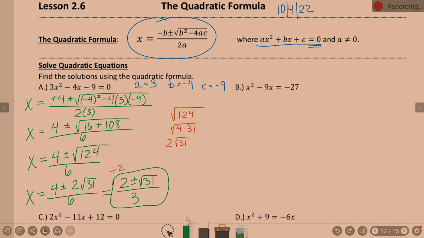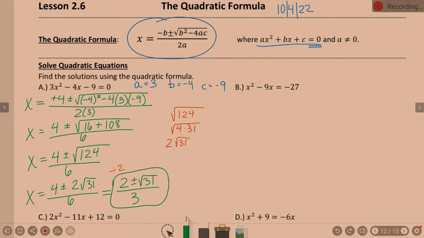Now, let me ask, how many solutions do we have here? 2, yes? And there's going to be 2 most of the time today, because we have 2 plus the square root divided by 3. That's one of them. And we have 2 minus the square root divided by 3. That's another one. Now, there's no imaginaries here, correct? So if they're not imaginary answers, they are real answers.